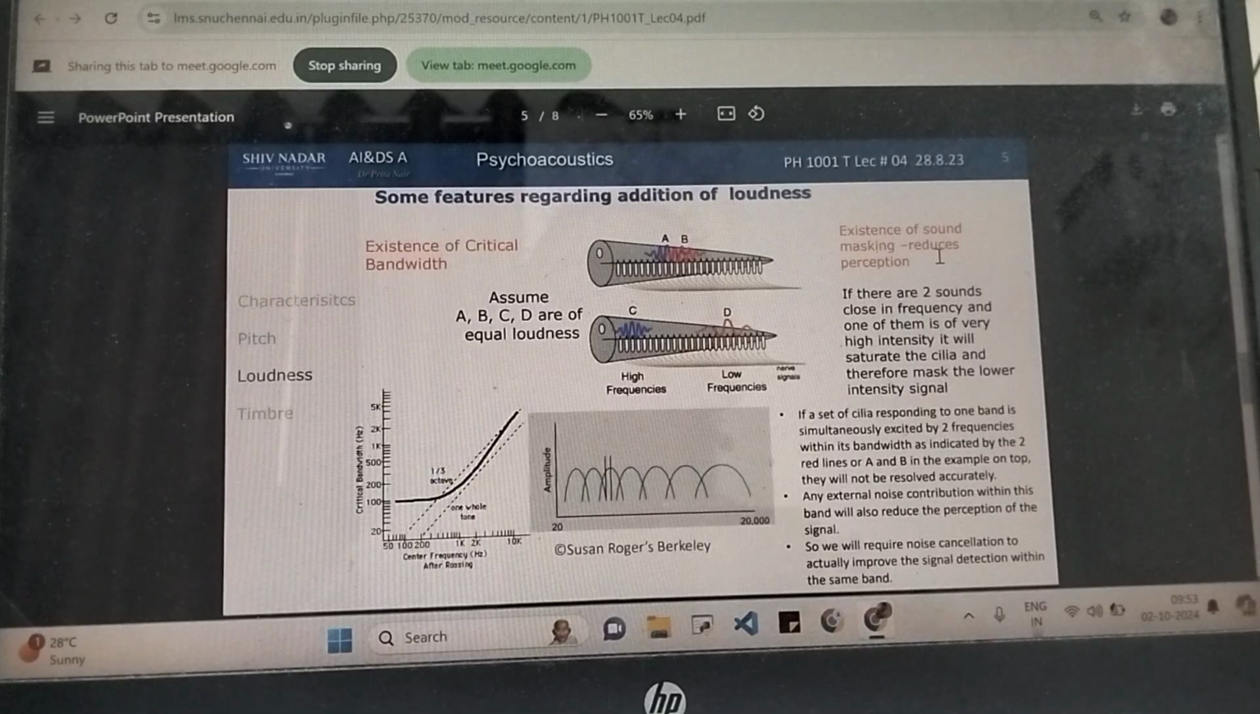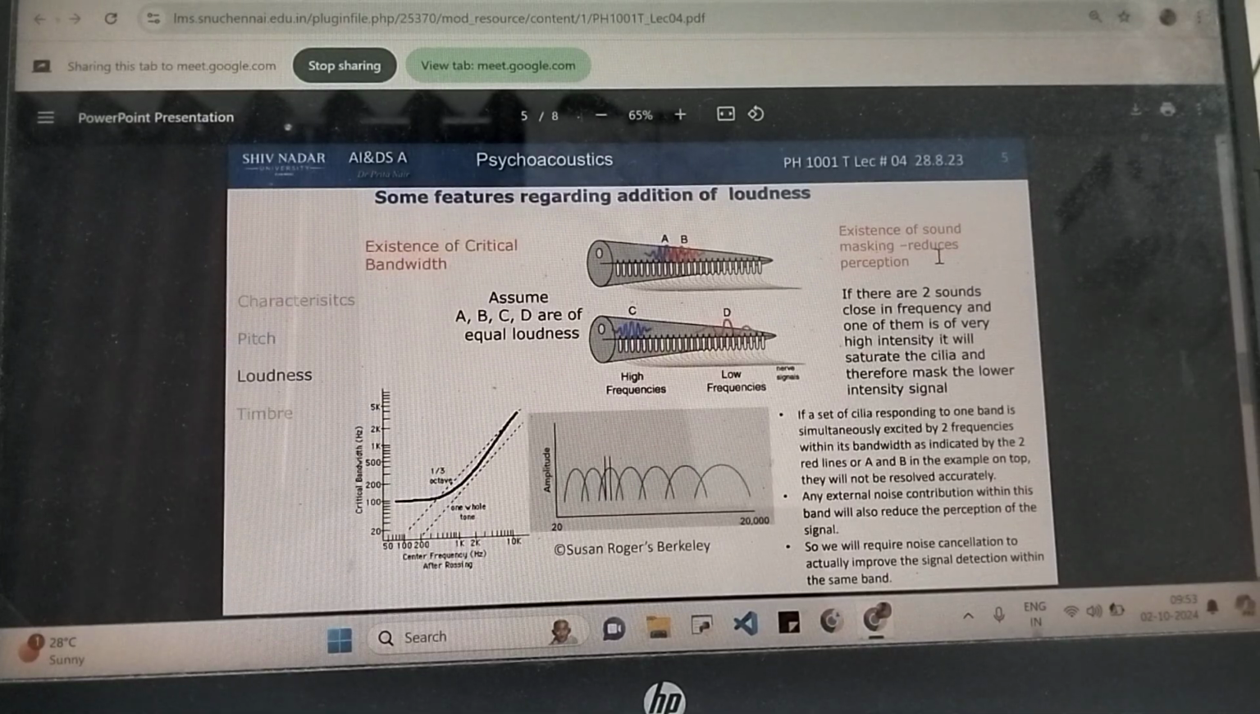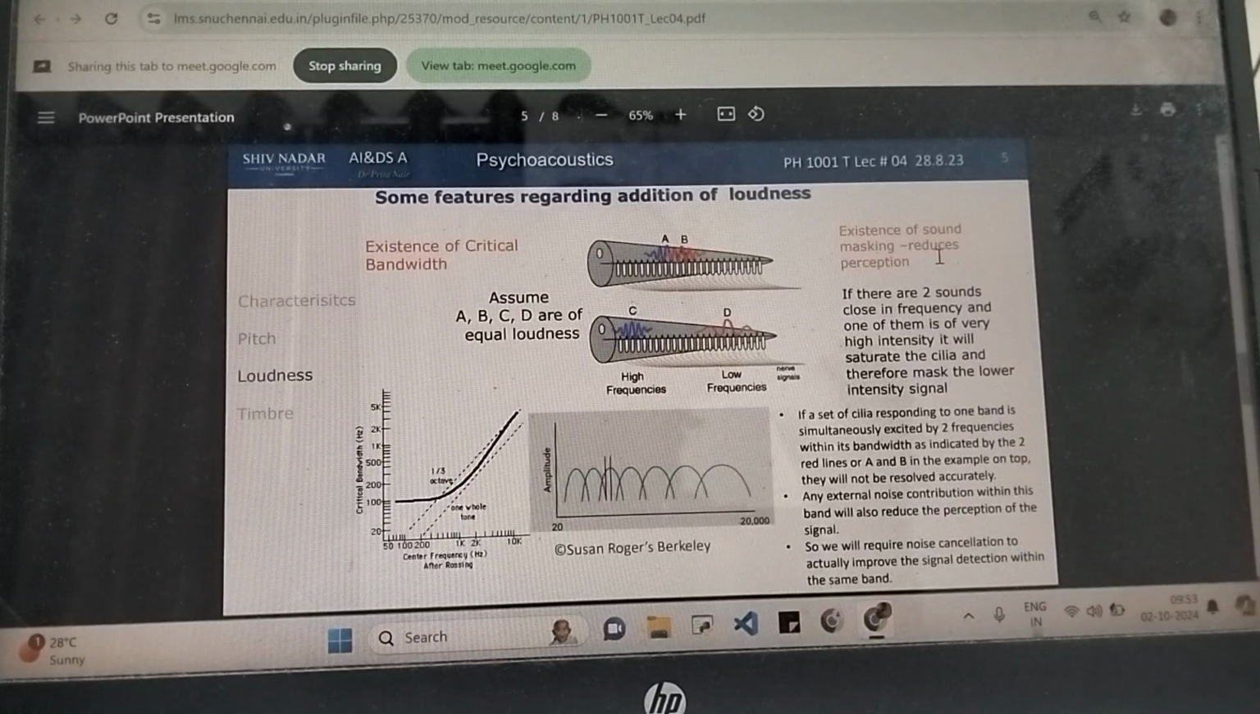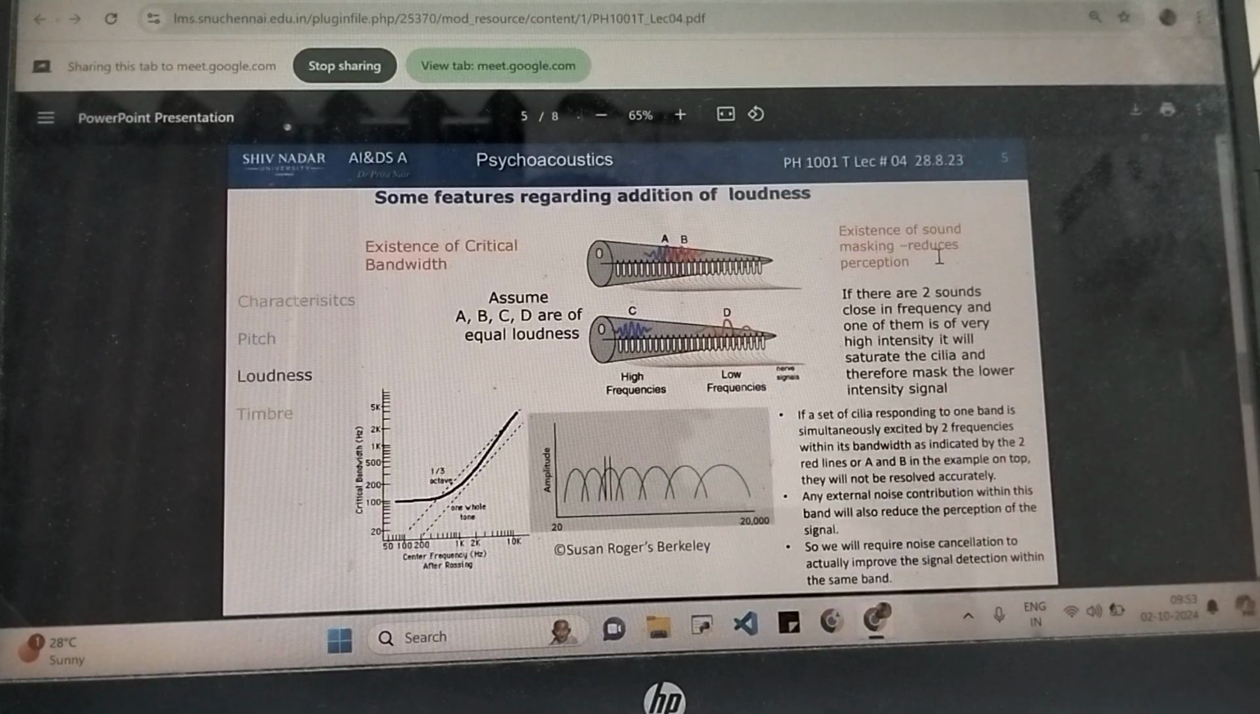So I was saying, if there are two sounds, both of them let's say have more or less equal frequency, but one of them is much louder than the other, then both the sound waves will enter your ear, but you will only be able to hear the louder one. The lower one will be masked. Why does this happen? Because the cilia is saturated. The cilia again is the hair in your auditory canal. It gets saturated by the vibrations of the high intensity one. So that is the only one which will be perceived.